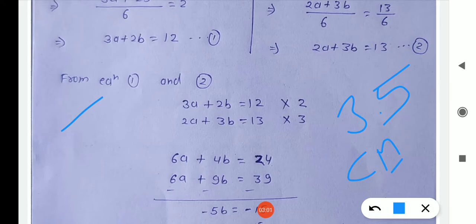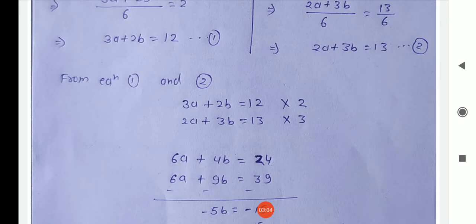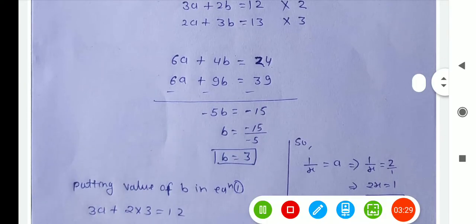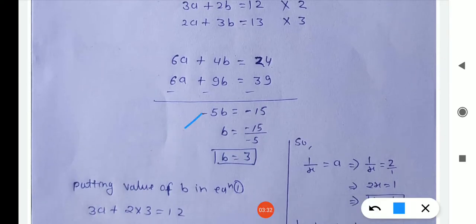So now what we do, we use the elimination method, we make the coefficient of a the same. We multiply 2 in the first equation and 3 in the second equation. So the equations become 6a plus 4b equal 24 and 6a plus 9b equal 39. We change the sign and subtract: 6a minus 6a is 0, 4b minus 9b we get minus 5b, 24 minus 39 we get minus 15. So b is minus 15 upon minus 5, so b equal 3.